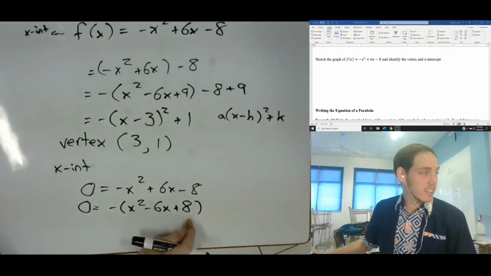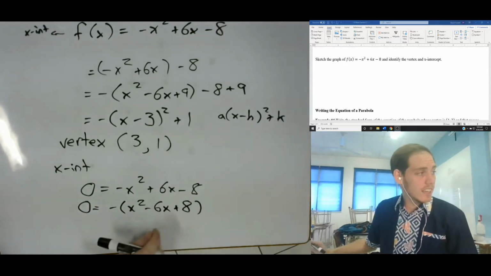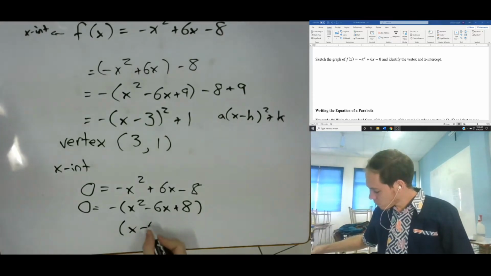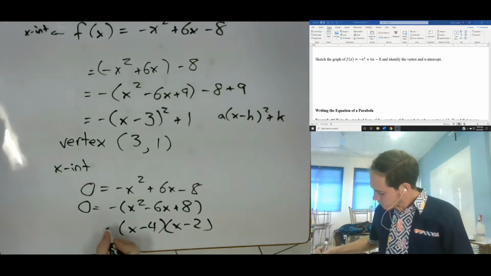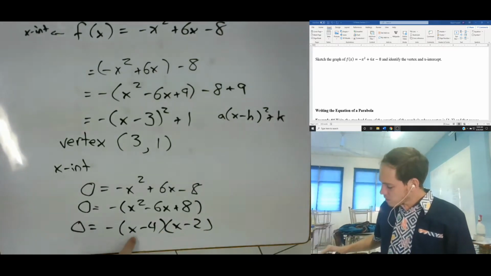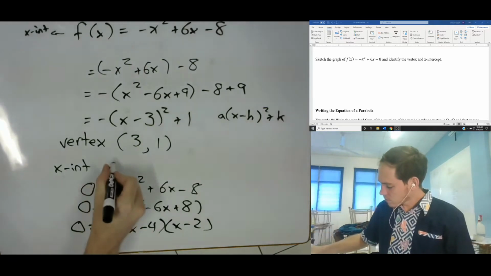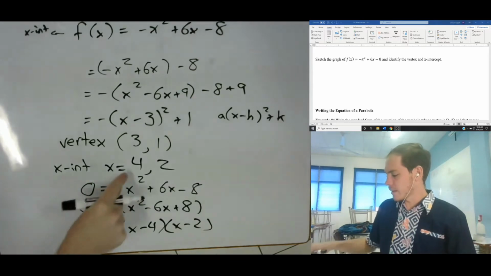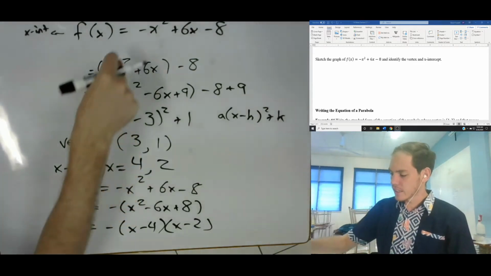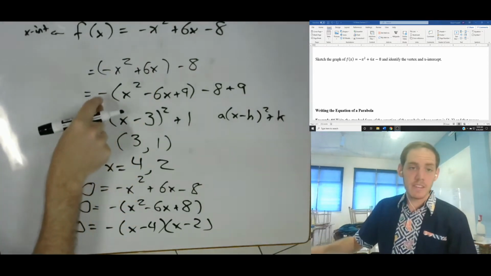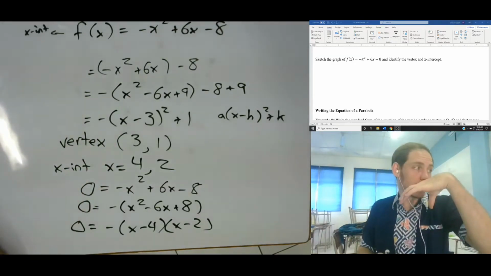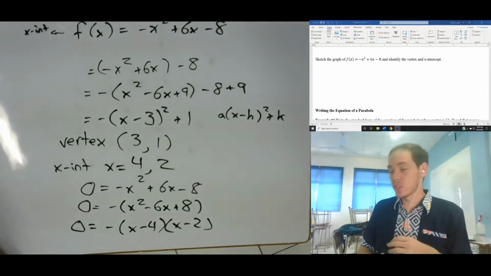Okay, and then you factor this. What goes into 8 and adds into 6? Well, that's x minus 4, x minus 2. And this equals 0, so x equals 4, and x equals 2. Now, does that make sense with this? Yes, because our a is negative. If a is less than 0, we have a downward parabola, kind of like a mountain.